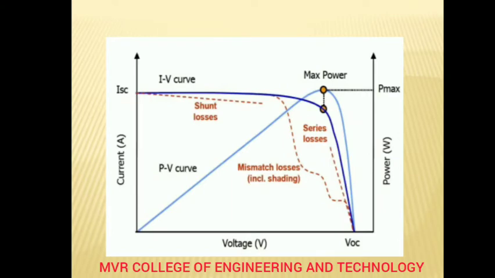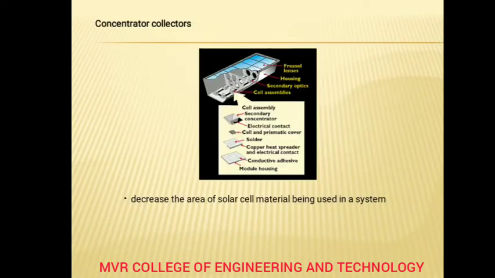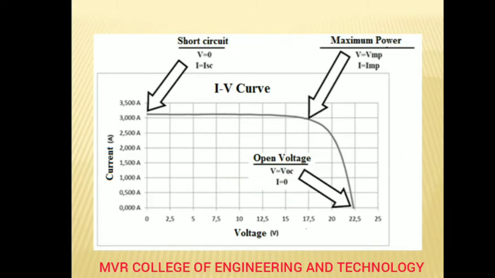There is an image here, you can see the PV curve from the photovoltaic cell. You will get a curve, and there are mismatch losses, series losses, shunt losses, and maximum power. VOC is the no-load voltage, ISC is the short circuit current. So like this the curve is obtained. This is the IV curve with short circuit current and maximum power. You can see the formula: no-load voltage, V is equal to VOC, and I is equal to 0 here. Nearly 3000 amperes current, and you can see the voltage here, 225 volts.